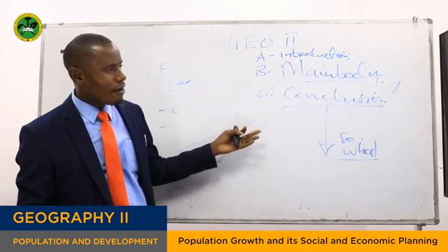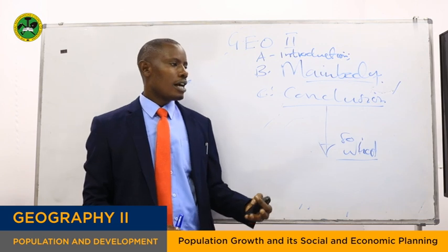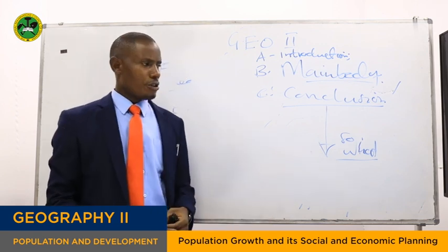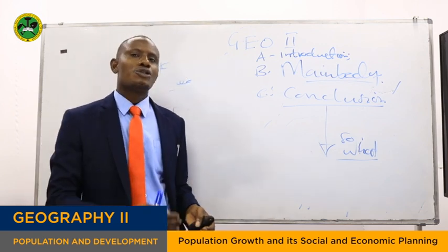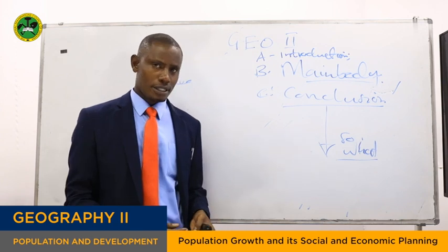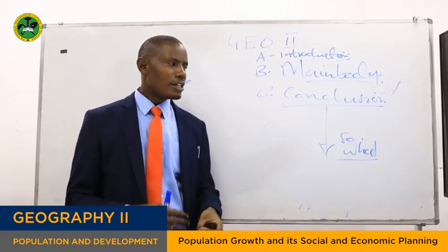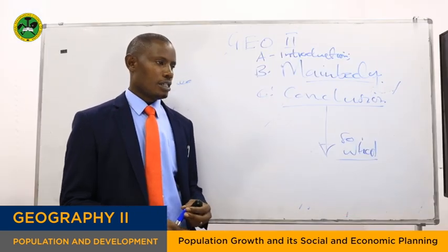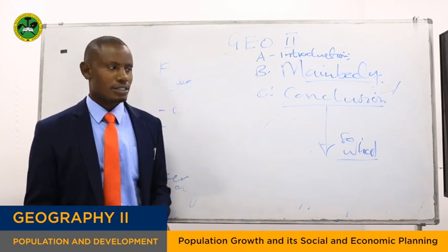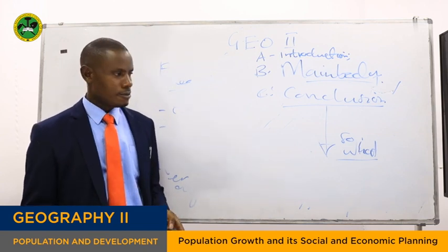But also, avoid re-mentioning the same points as part of the conclusion. You find some students starting to re-mention some points, and then they consider it part and parcel of the conclusion. There, you won't score any marks for the conclusion. In marking, all parts of the question are considered. Thus, avoid rushing any point, since each point is marked despite the marks awarded.